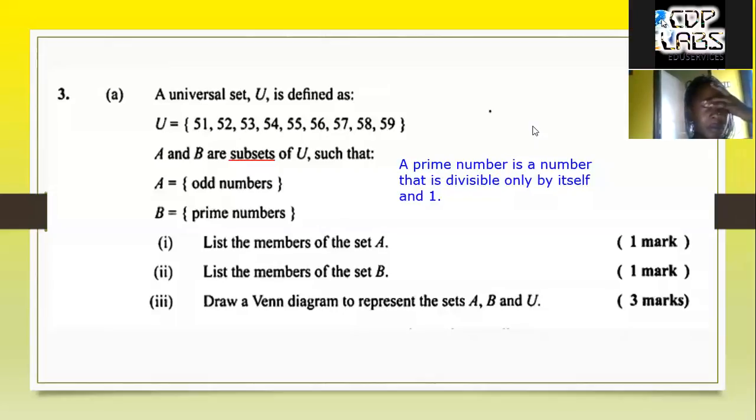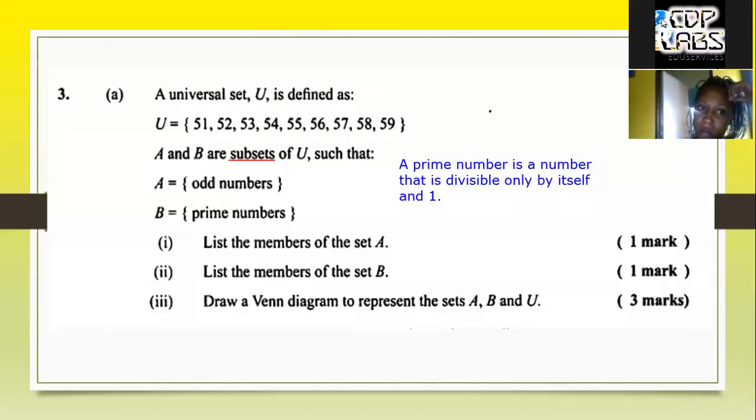The trick is that if you divide the number by 1, 2, and 3, you can stop at 3. When you divide 51 by 3, you get 17. So 51 can be divided by 1, itself, 3 and 17 as well. So it is not a prime number. It doesn't match the definition.